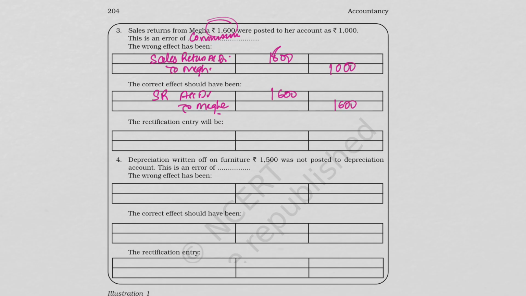So the rectification would be suspense account debit 600 to Megha account 600.